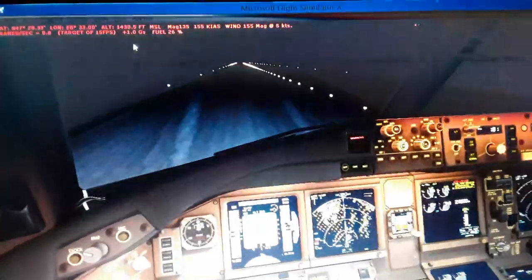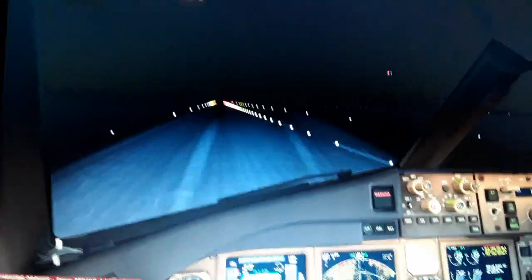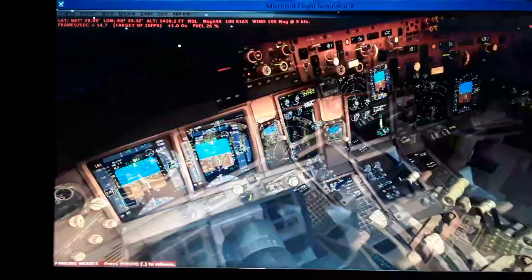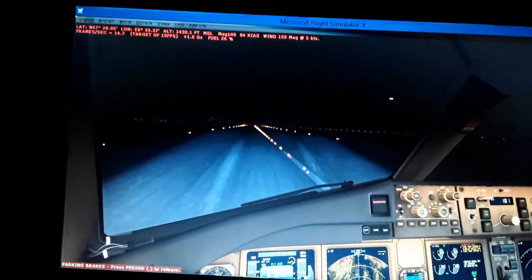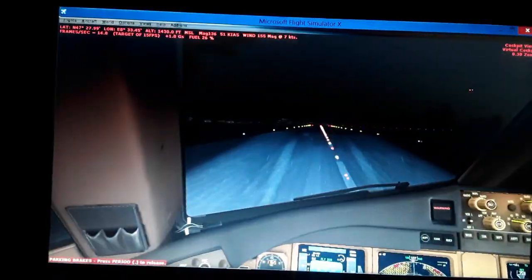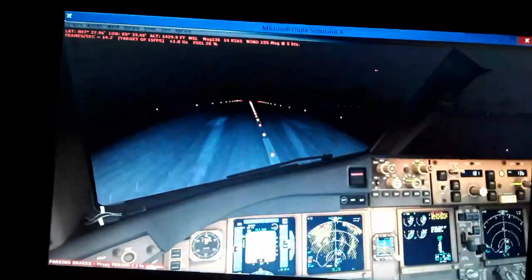Here we are, first touchdown, parking brakes, and reverse thrust. Reverse. And this is how we just touchdown, very beautiful touchdown and landing over here in the runway, as you can see.